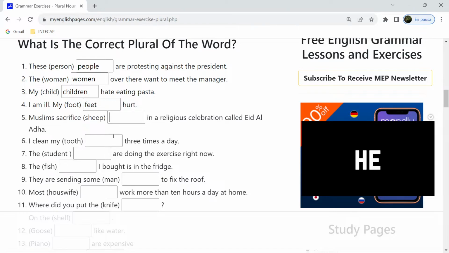Muslims sacrifice sheeps in a religious celebrations called Eid. Cool. That's it. Well, you said sheeps with an S? Yes, sheeps. Okay. Got you. Well, it's without the S. Remember that sheep for the singular and the plural is without anything. It stays the same. Okay, thank you. Of course, no worries. It's fine. Thank you.